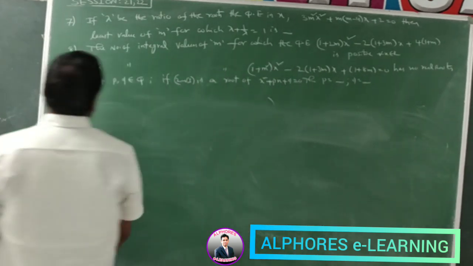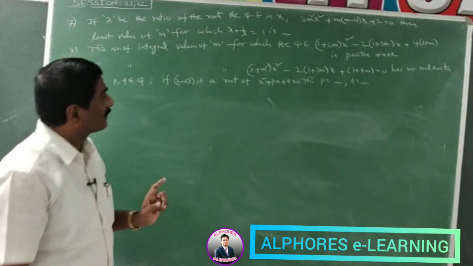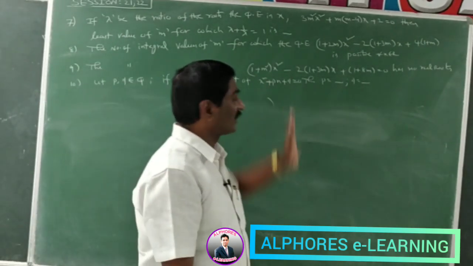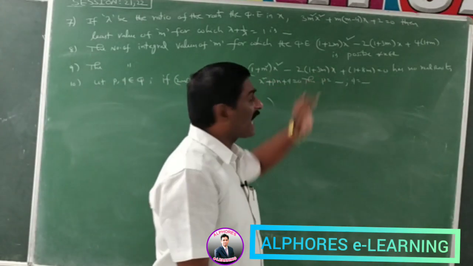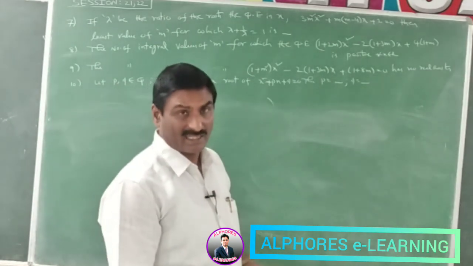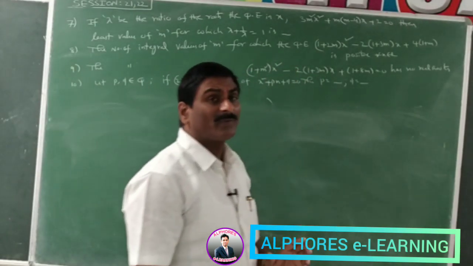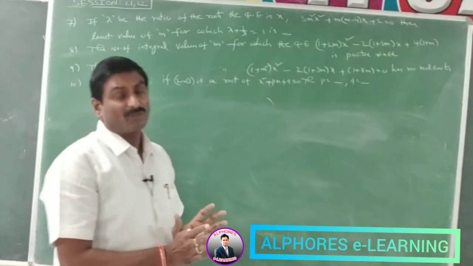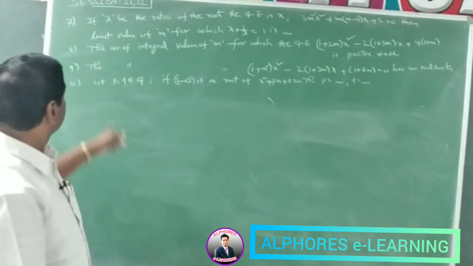Next, the 9th one. The number of integral values of m for which the quadratic equation has no real roots. In the same way, the quadratic equation having no real roots means delta less than 0. Apply delta less than 0 and find the range of m and find the number of integral values in that range. Do this problem.